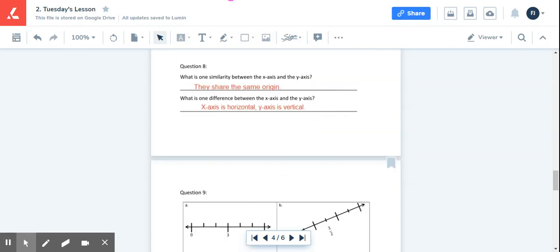Question number 8. What is one similarity between the x-axis and the y-axis? They share the same origin. What is one difference between the x-axis and the y-axis? The x-axis is horizontal, the y-axis is vertical.